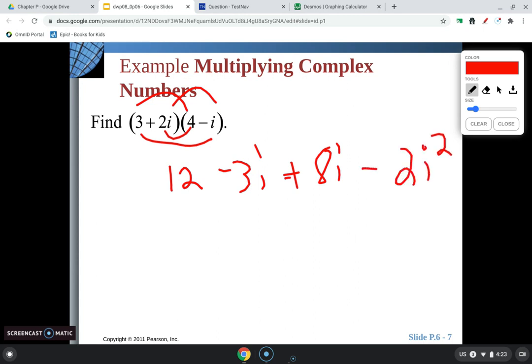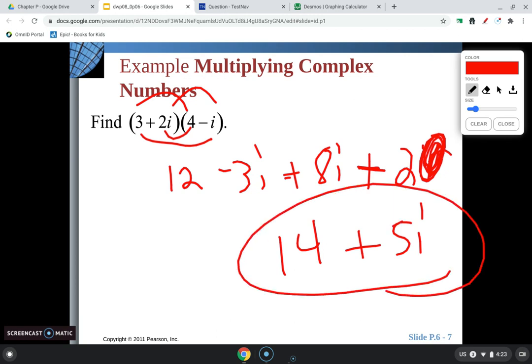Now, when you write your final answers, you should never have an i squared in it. It just should be a plus bi. Well, i squared, if you think back to the previous slide, is negative 1. So we can change i squared to negative 1, which is just going to make that 2 positive. Okay, negative 1 times negative 2 is positive 2. 12 plus 2 is 14 plus 5i. Okay?